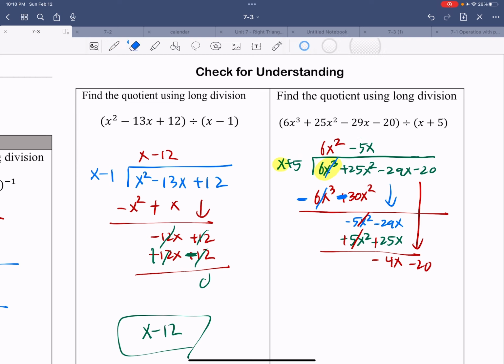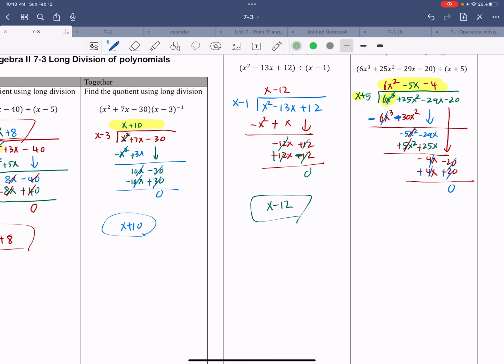And what do I have to multiply with x to get negative 4x? You multiply by negative 4, because negative 4 times x is negative 4x. Negative 4 times 5 is negative 20. I hope by this time you understand what I'm doing. So therefore, what's our quotient? This one, which is 6x squared minus 5x minus 4.